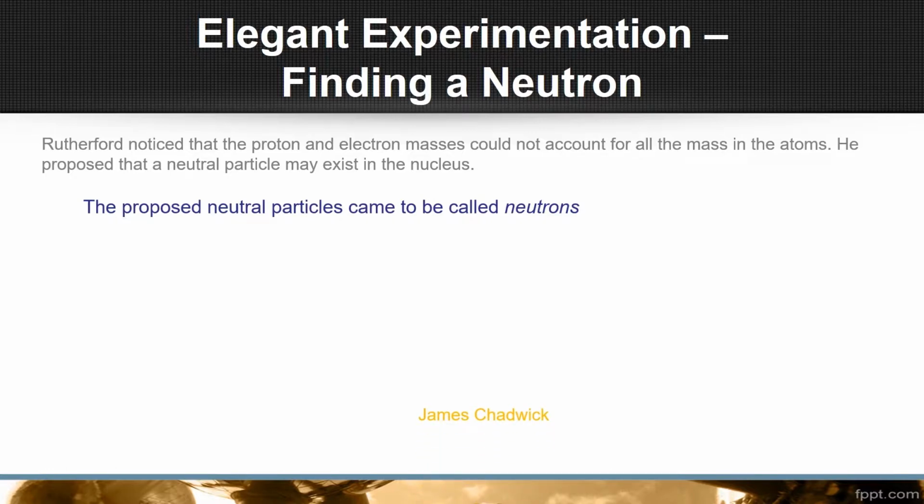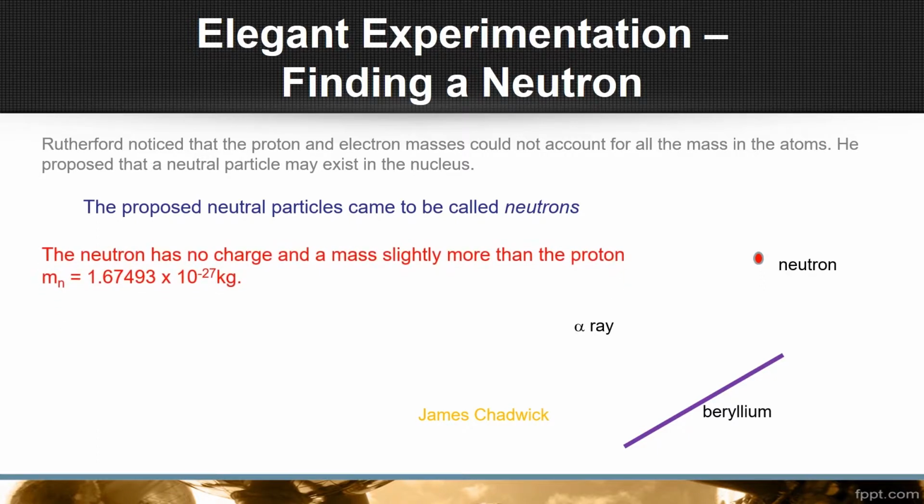A British scientist, James Chadwick, looked for the elusive neutron for more than a decade, and finally, in 1932, managed to produce and identify it by shooting an alpha ray at the element beryllium, which then emitted this wonderful new particle. The neutron obviously has no charge, and its mass is slightly more than the proton. It's 1.67493 times 10 to the minus 27th kilograms. It was surmised that in the nucleus is where most of the mass of the atom is located, and must be where the neutrons and protons reside.